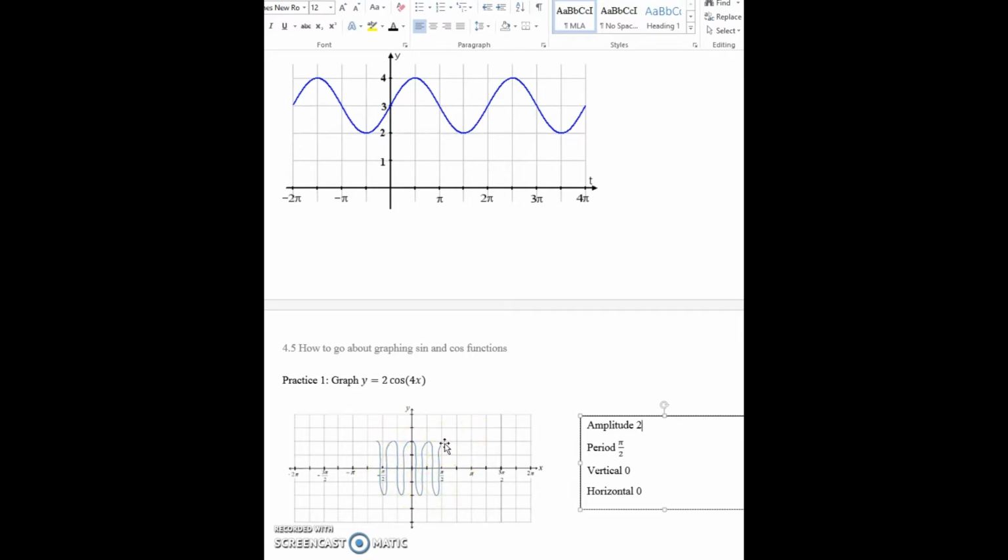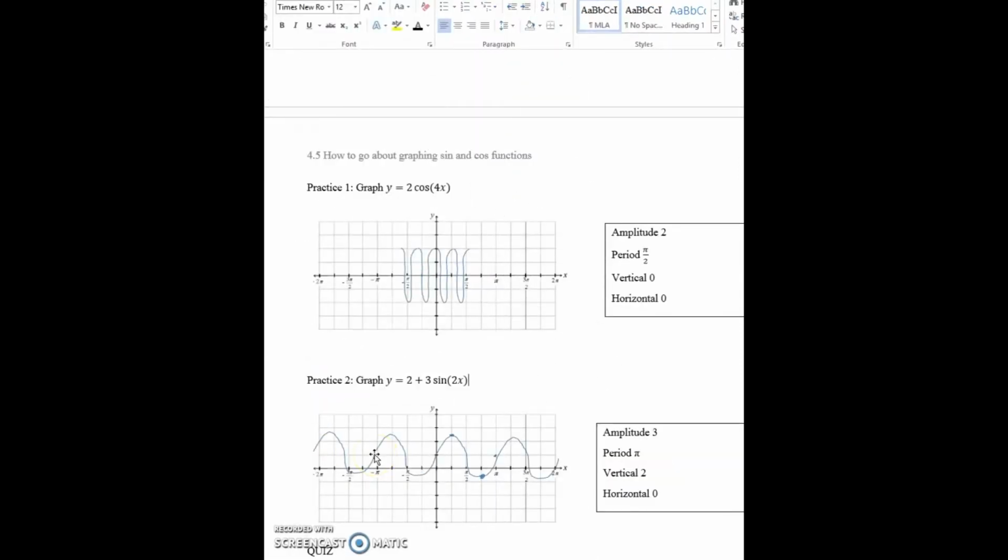Alright, now start practice problem number 2, and I'll pause the video. Now that you're done with practice problem number 2, we can start graphing this one. First, we see the amplitude is 3 because it's 3 sine. We can see the period is pi because if you use the equation 2 pi over b, where b is 2, you get 2 pi over 2, and if you simplify that, it becomes just pi. The vertical shift is 2 because 2 is being added to the entire system here, and the horizontal shift is 0 because there's no number inside the parentheses other than 2x.